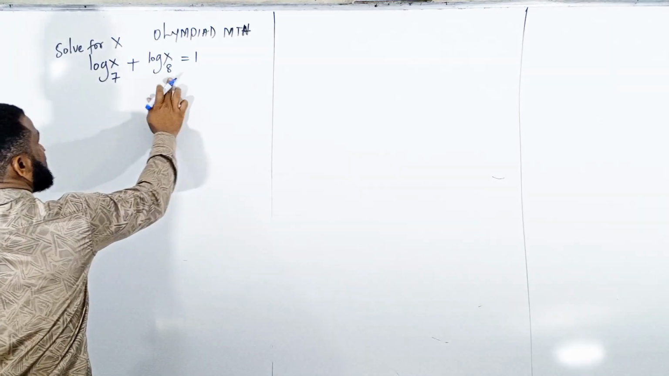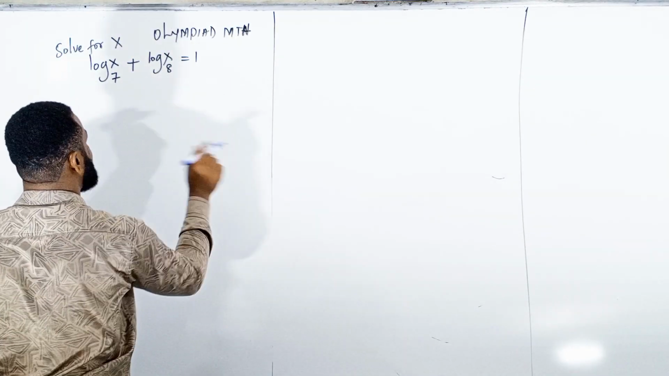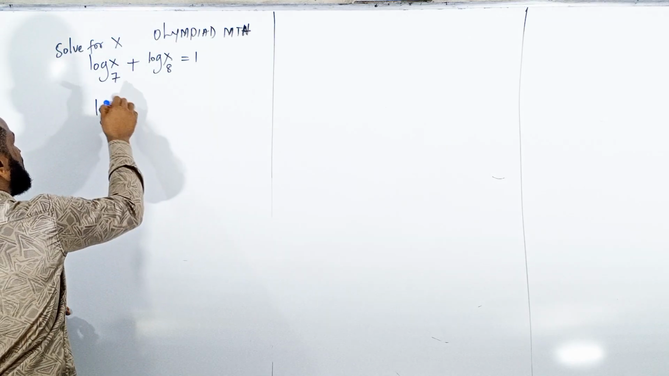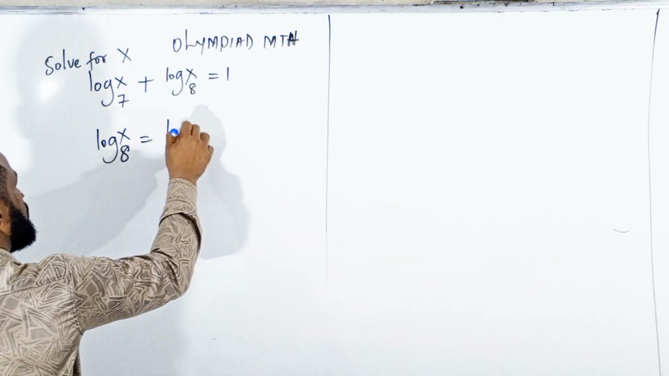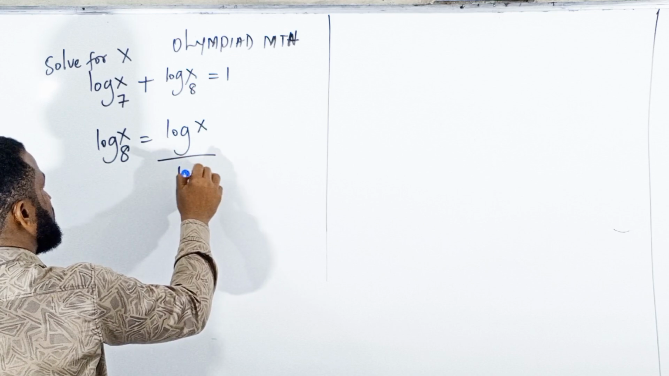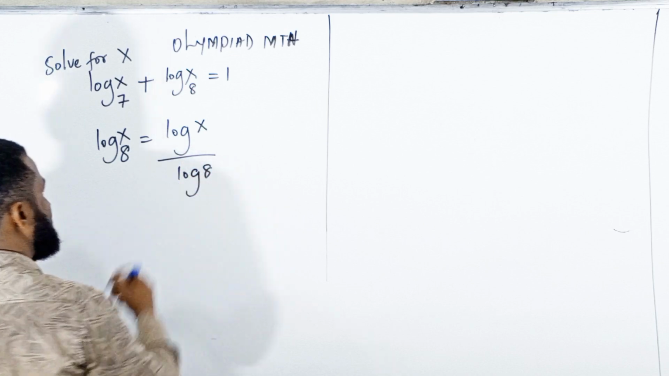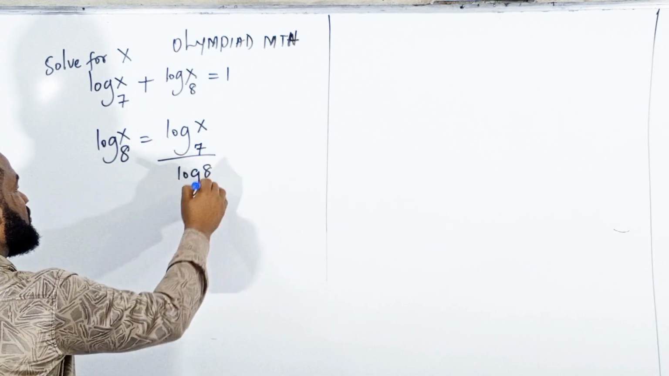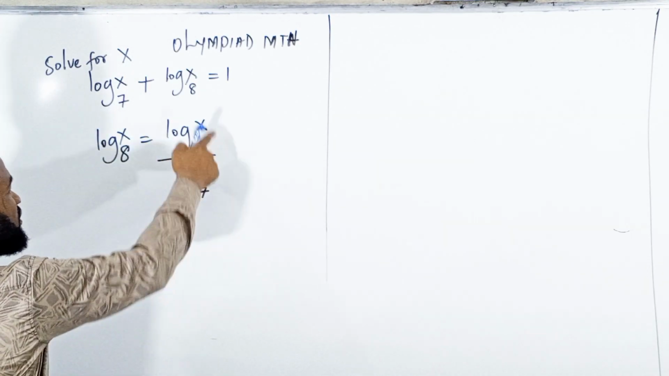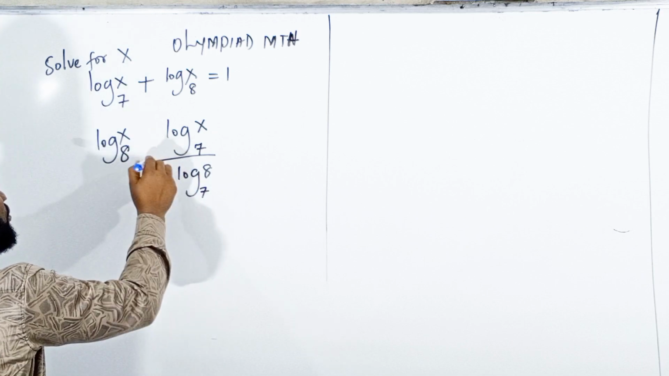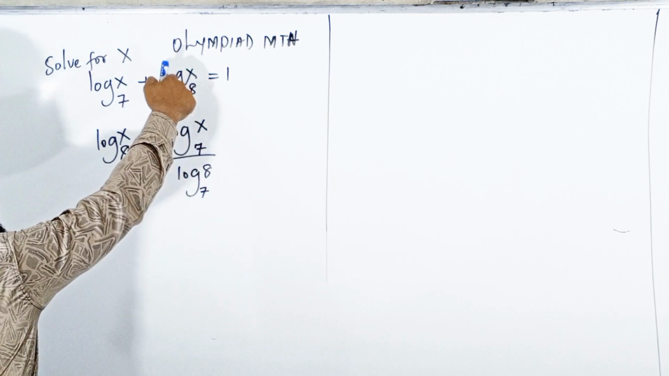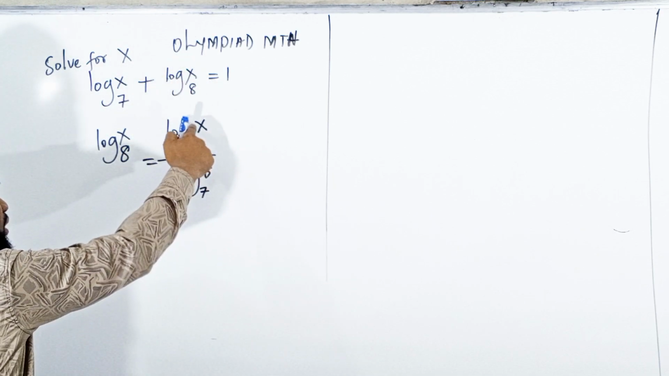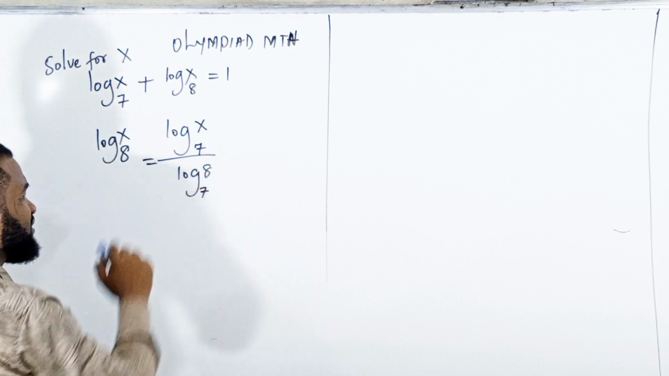So they don't have the same base. I have to make them to be in the same base. That's my first job. So I'm going to have log x base 8 is going to be log x all over log 8. Then in this case, I can choose any base of my choice. I can choose 7. Since there is base 7, I want everything to be in base 7. So that means in place of this log x base 8, I'm going to put log x base 7 all over log 8 base 7.